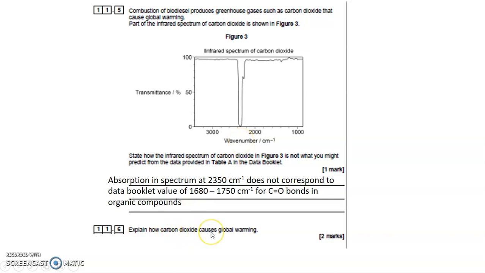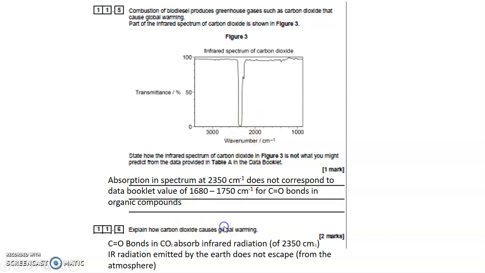Explain how carbon dioxide causes global warming. Well, what actually happens is the bonds either vibrate or stretch, and when the bonds vibrate or stretch, they absorb infrared radiation, and the infrared radiation therefore gets trapped. It doesn't escape from the atmosphere, it gets trapped in the carbon dioxide as the C double bond O bonds stretch and vibrate and hold on to the heat, keeping the heat within the atmosphere rather than it being reflected back out of the atmosphere.